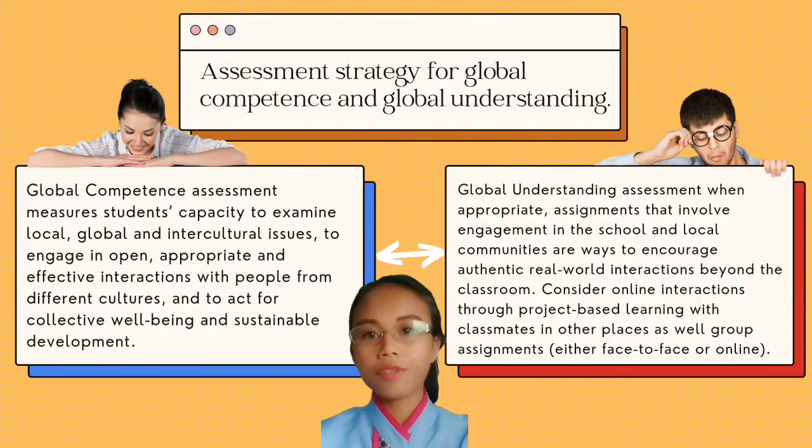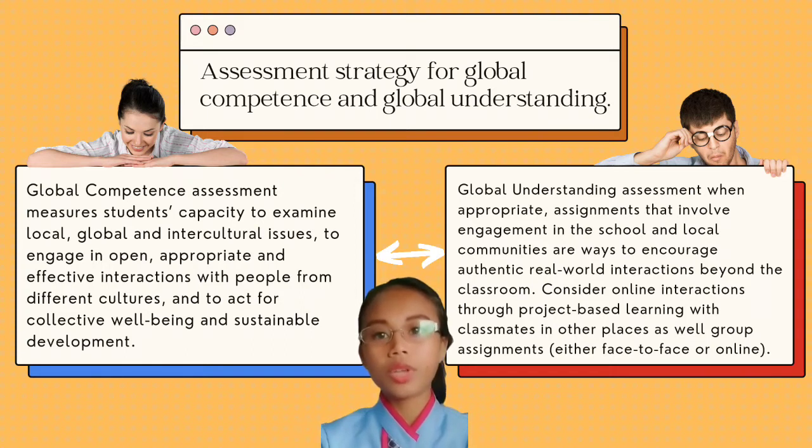Assessment strategy for global competence and global understanding. Global competence assessment measures students' capability to examine local, global, and intercultural issues, to engage in open, appropriate, and effective interactions with people from different cultures, and to act for collective well-being and sustainable development.